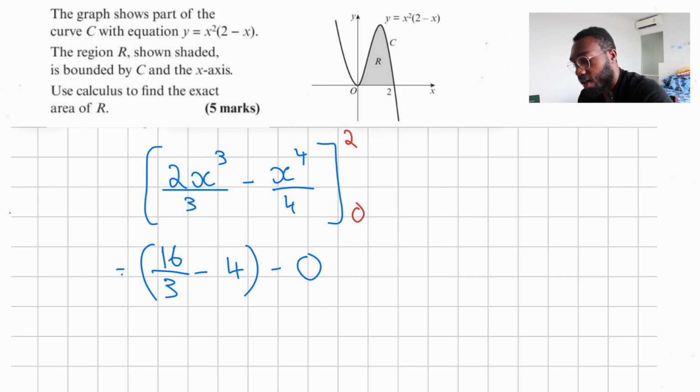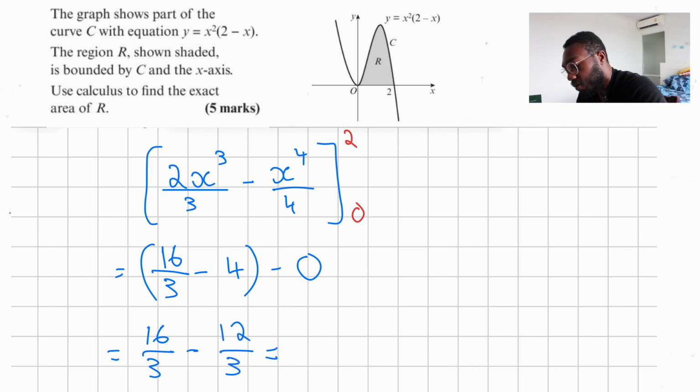Therefore, all we need to do is work out 16 over 3 minus 4. So 16 over 3 minus 12 over 3. That will just give us 4 over 3. Okay, and that will be it for this video. We have worked out the area under the curve in this lesson.